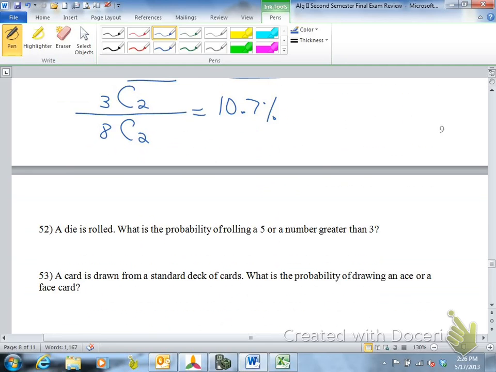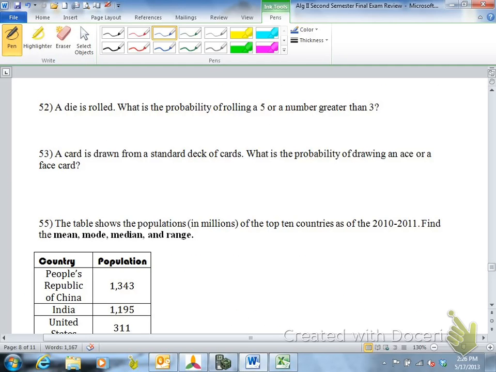Die is rolled, probability of getting a 5 or a number greater than 3. So getting a 5 is 1 out of 6. Plus, for the number greater than 3, there are 4, 5, 6, so 3 numbers greater than 3. But these are inclusive events. You have to subtract out the one number you've counted twice. Inclusive events. So the answer is 50%.